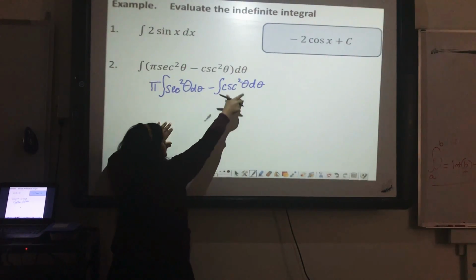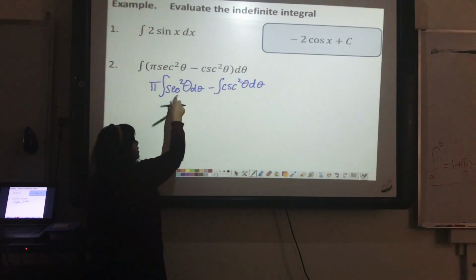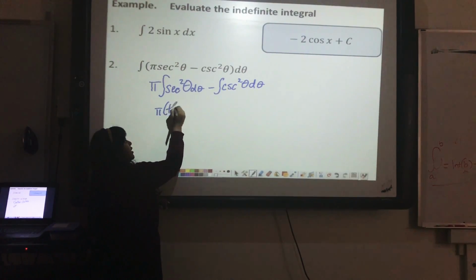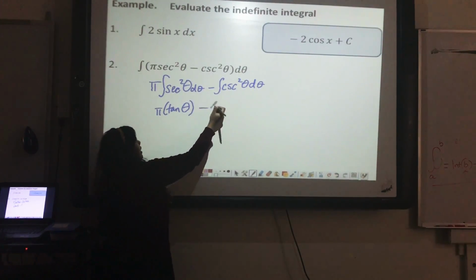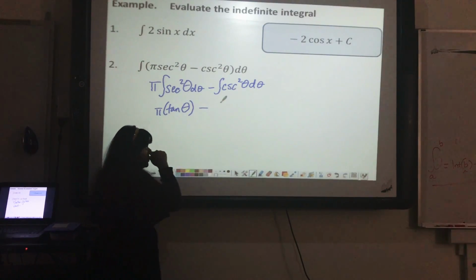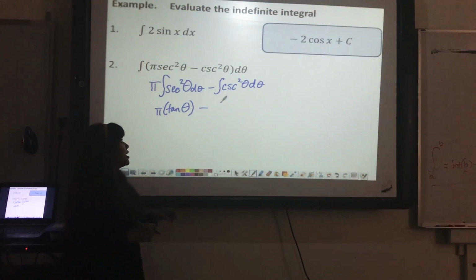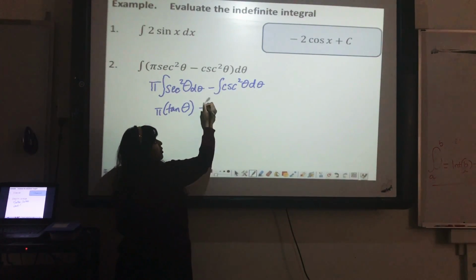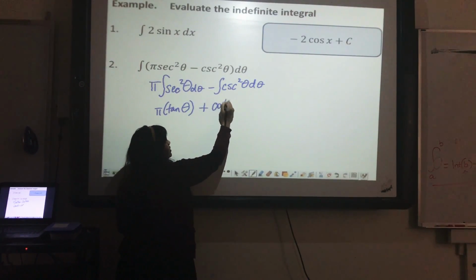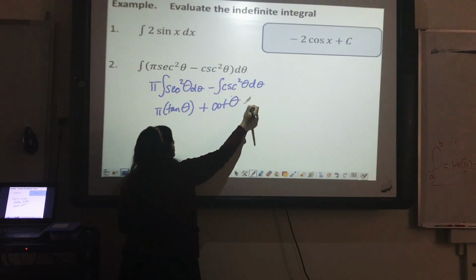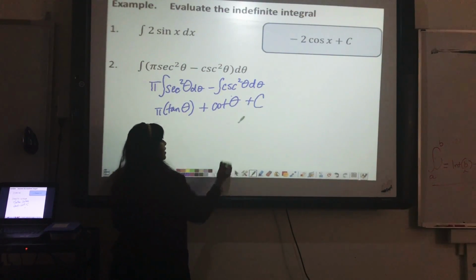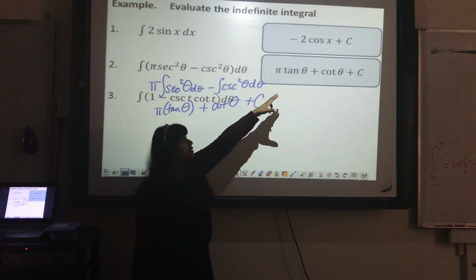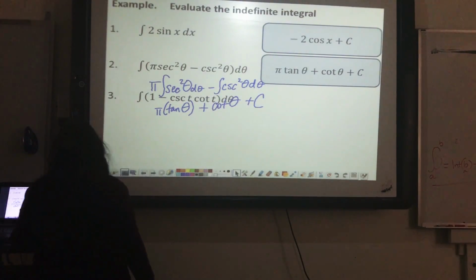Now we can look at these as little individual bite-sized pieces. The integral of secant squared theta is tan, so it gives me pi times tan theta minus the integral of cosecant squared theta, which is negative cotangent theta. If I subtract a negative, it's going to make it positive. So this becomes positive cotangent theta plus c. Can't forget that plus c. If I want to double check my work, there it is: pi tan theta plus cotangent theta.